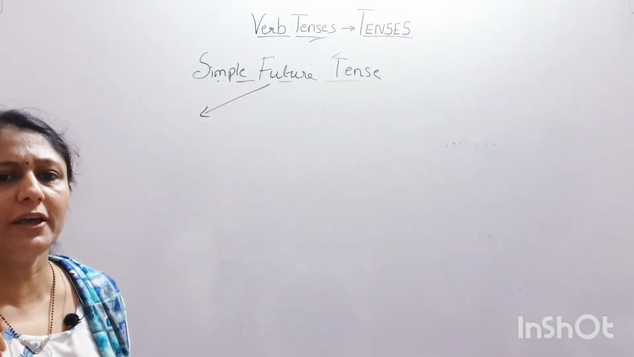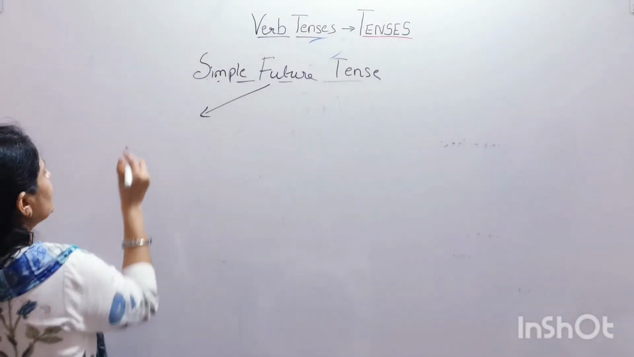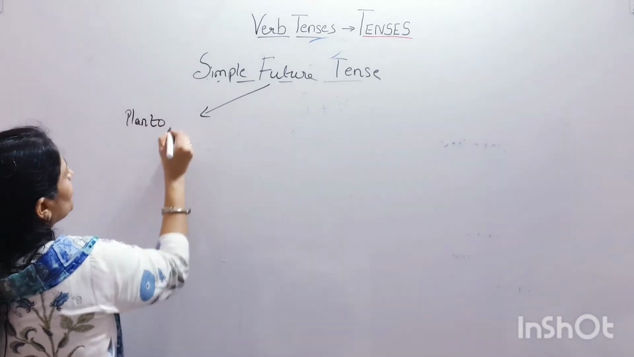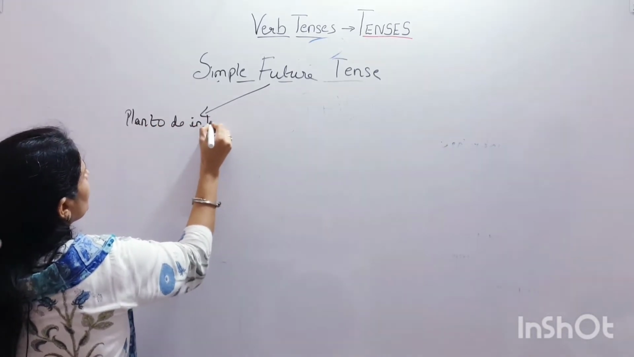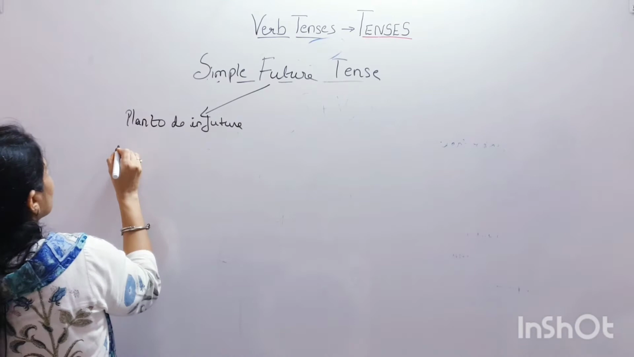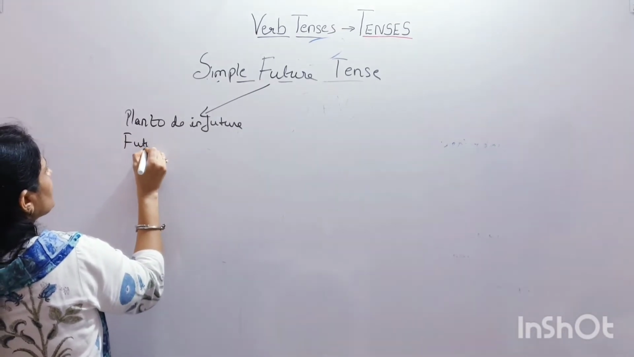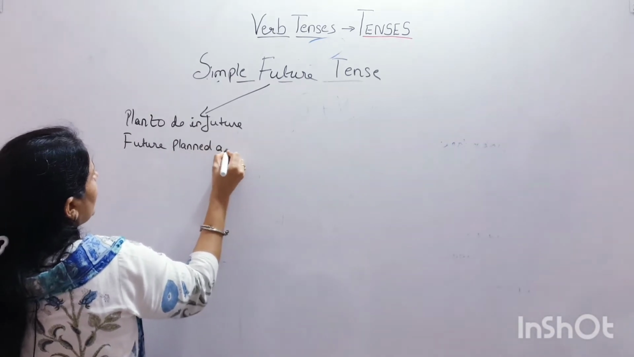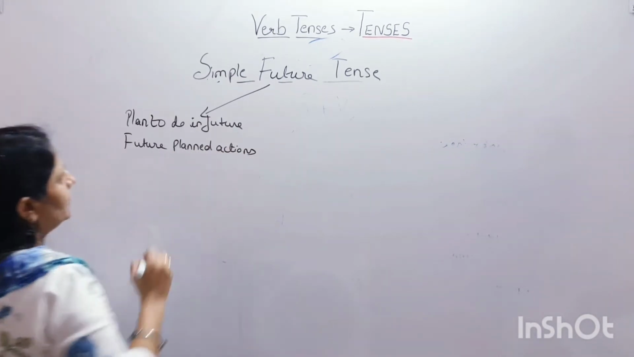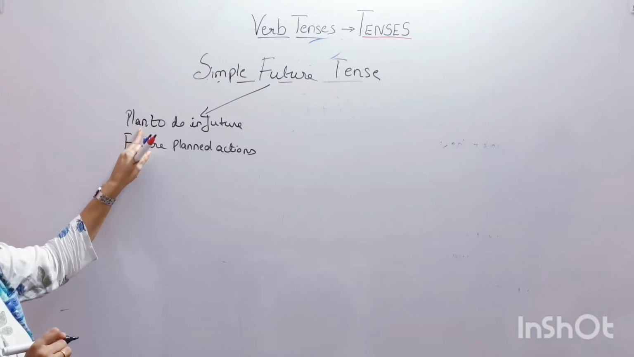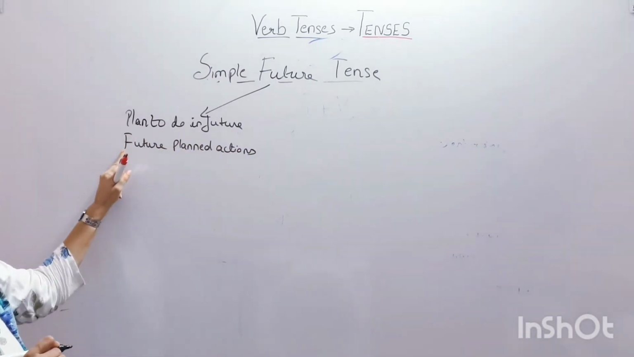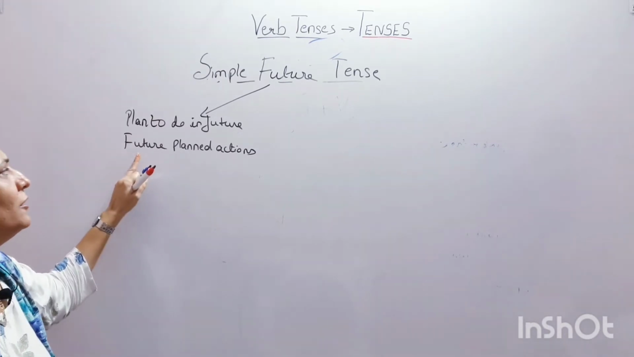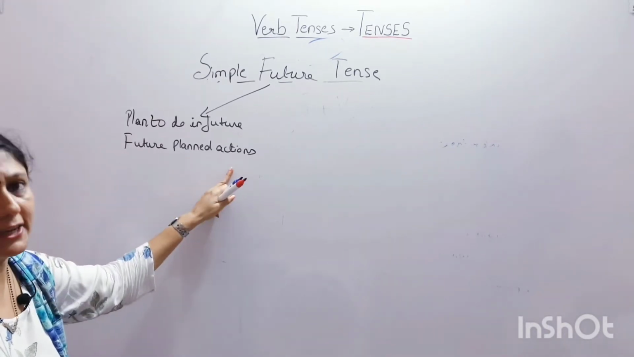It is normally used for the things that you plan to do in future, or future planned actions. It is used for things you plan to do in future, or you can also say we use simple future tense to explain future planned actions.